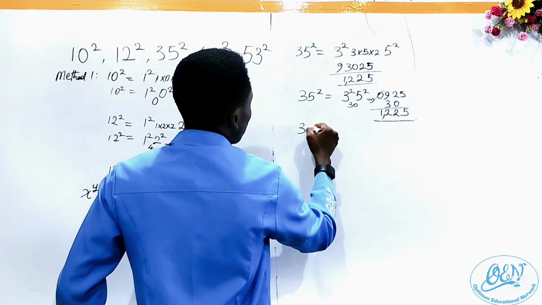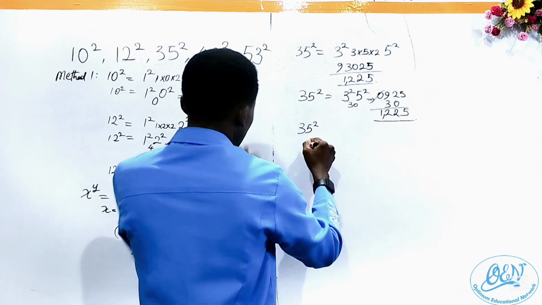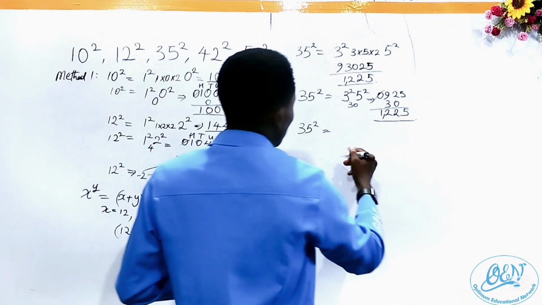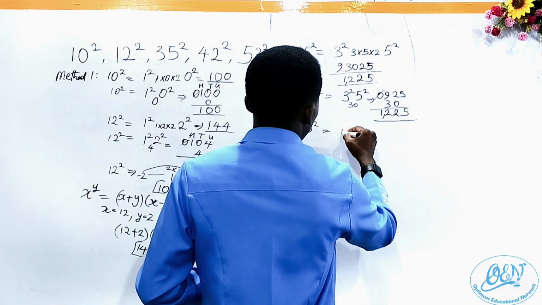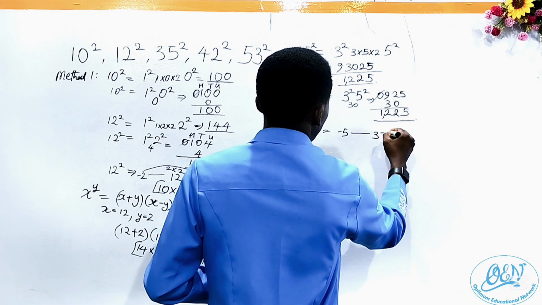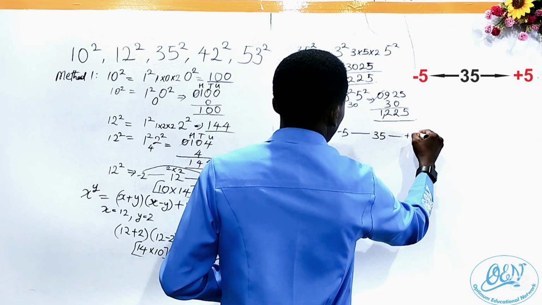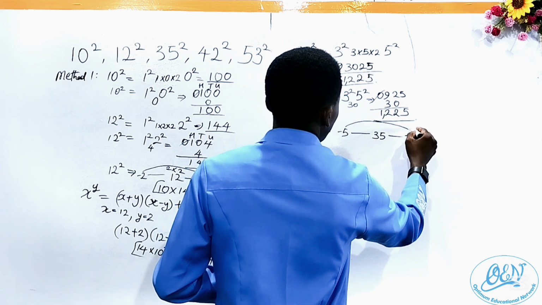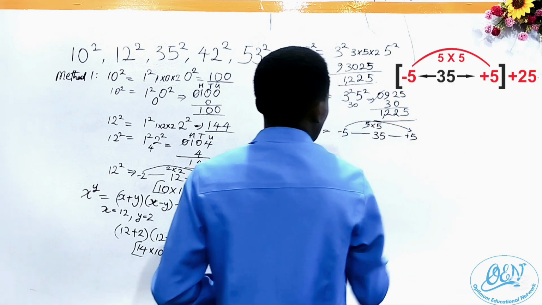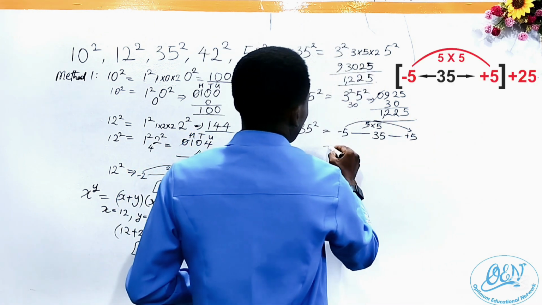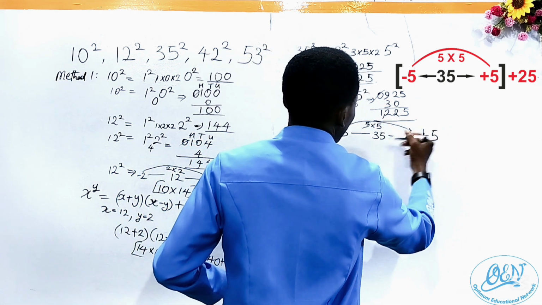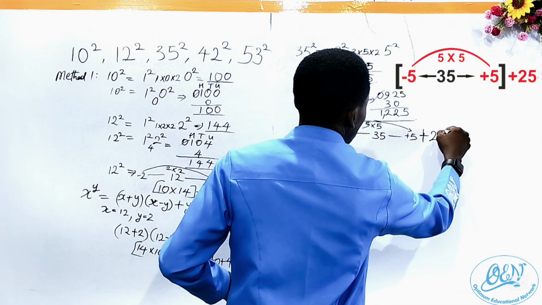Now to use this other method, I have 35 squared. In this case I want to have 30 in the middle, so I'm going to have 35 minus 5, 35 plus 5. Then I'm going to multiply this. I have 5 times 5, so we're going to add 25 at the end of the day.